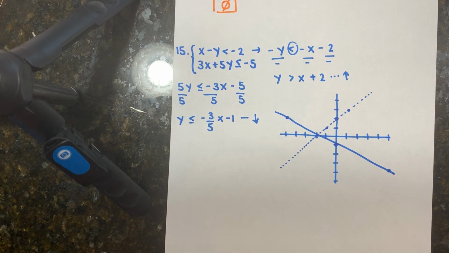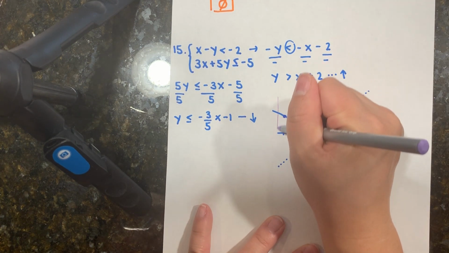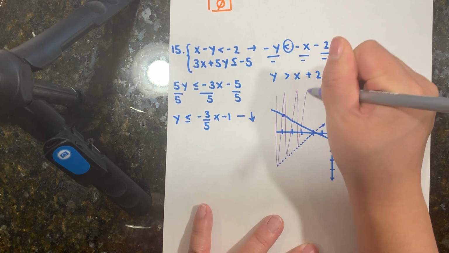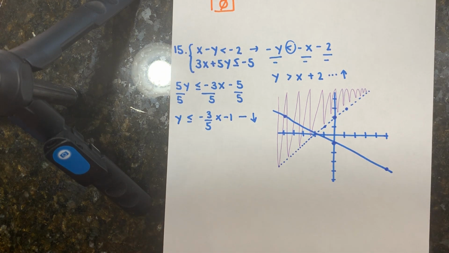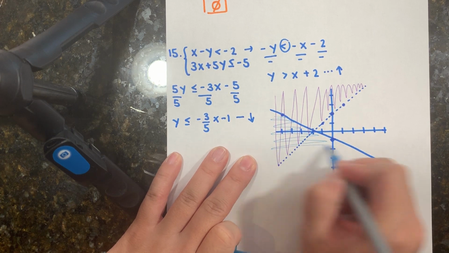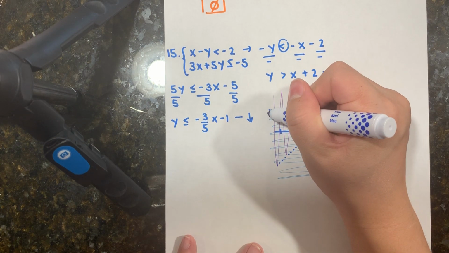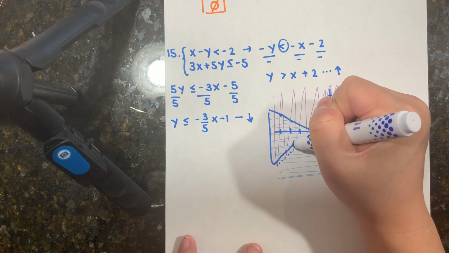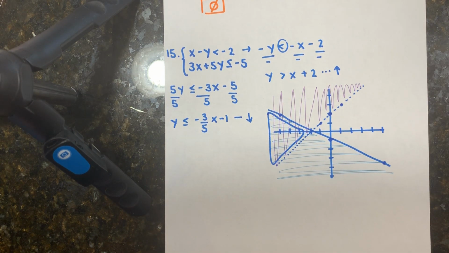And now we're going to shade our region that satisfies the equation. So the first line, the dotted line, it says to shade everything above. So I'm going to go through and shade everything above this line. Then for my second line, it's everything below it. So I'm going to shade everything below that line. And your answer is going to be the result that's shaded by both regions, which would be under the solid line and over the dotted line. And that would be your result.